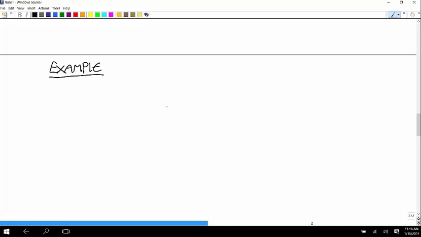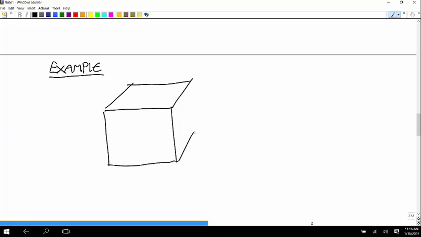So let's use this to answer this question. Let's say that we have a cubic meter. So this is a cube. Every one of these lengths is 1 meter.